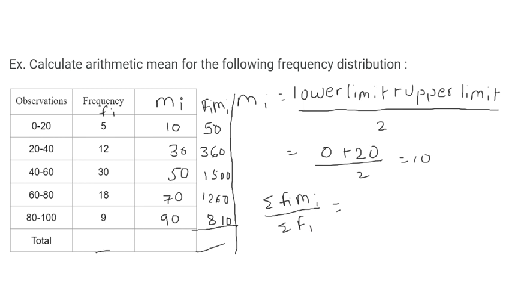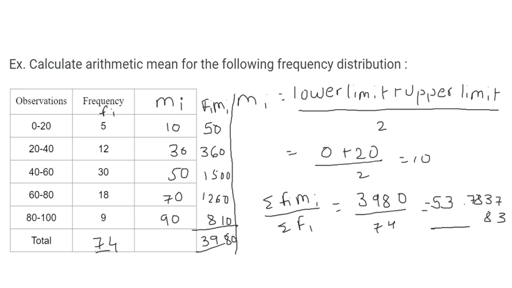So this addition gives 3980, and the summation of fi is 74. Let's divide these two numbers. So we got the answer 53.783783. So this is the arithmetic mean for this continuous frequency distribution.